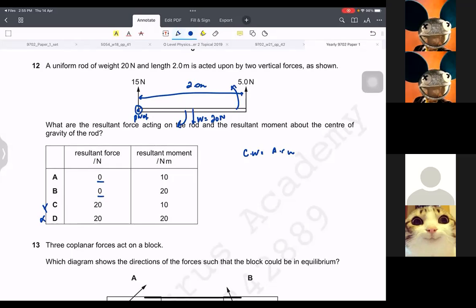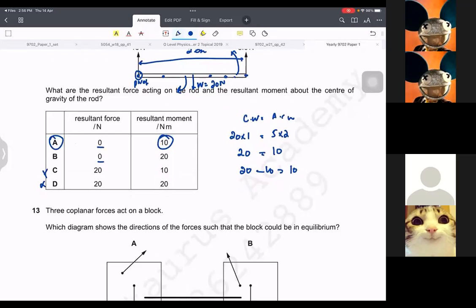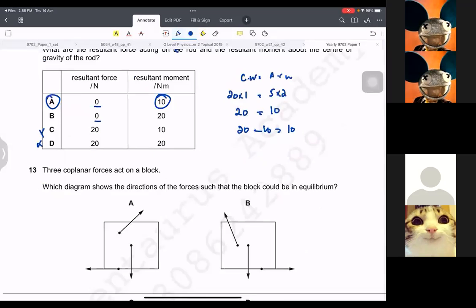You can take pivot anywhere, by the way. So clockwise moment is 20 times 1.5 times 2. So this is 20. This is 10. So 20 minus 10 is the result of 10. So it has to be this. A should be the correct answer. Do you guys understand? You could take pivot here, here, here, anywhere, as long as you know the distance to that point. It would give you the same answer, by the way.